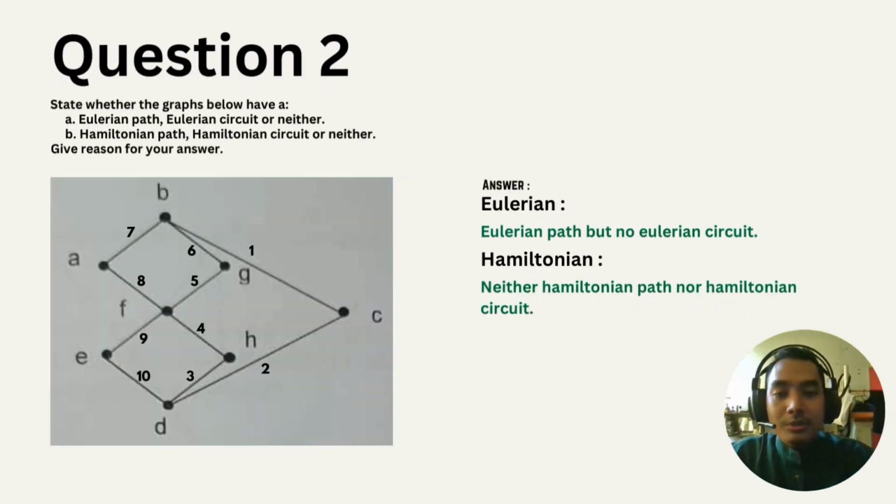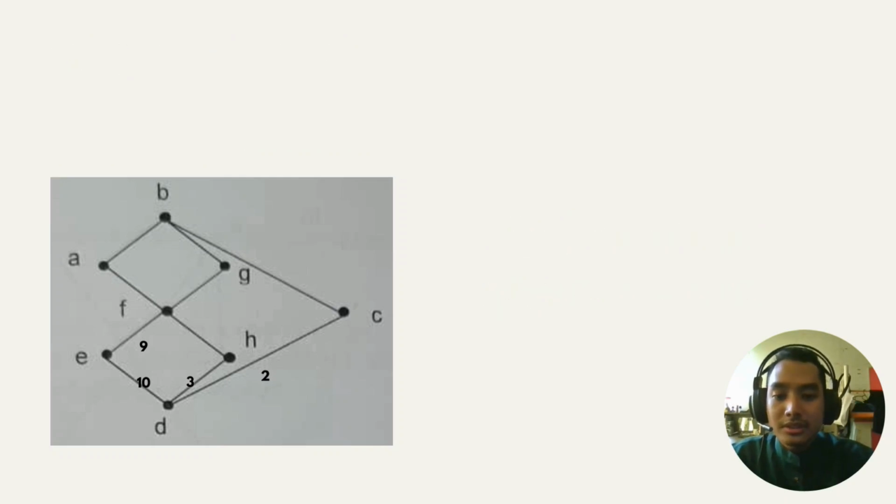For question 2, we can conclude based on the graph that a Eulerian path exists because there are two vertices with odd degree, which are vertex B and vertex D. For example, if we begin from vertex B, we can go to vertex C, D, H, F, G, B, A, F, E, and vertex D. But there is no Eulerian circuit because all vertices must have even degree. For the Hamiltonian, there is neither a Hamiltonian path nor a Hamiltonian circuit, because all vertices must be passed through exactly once.